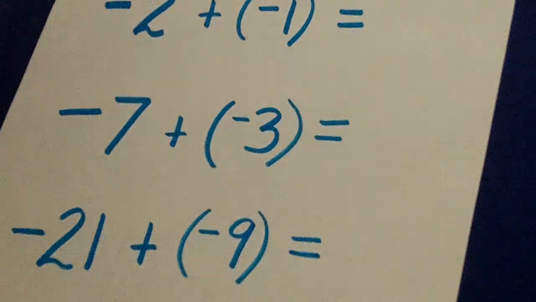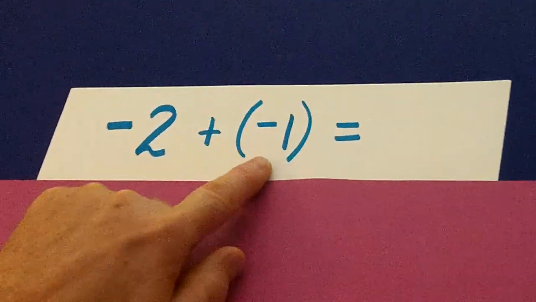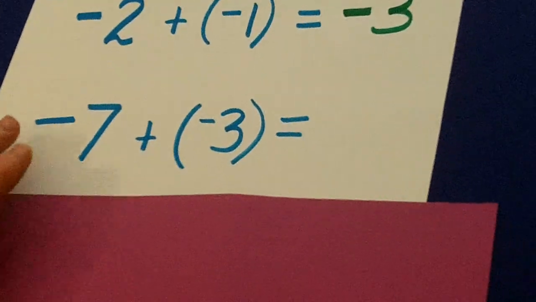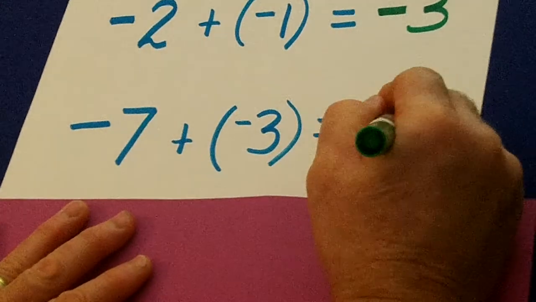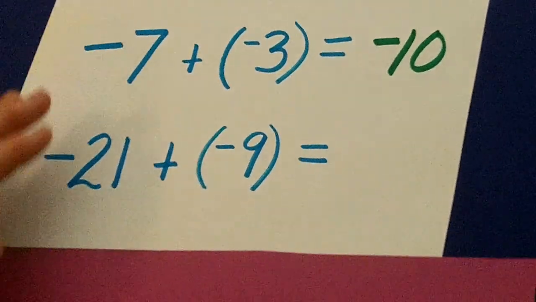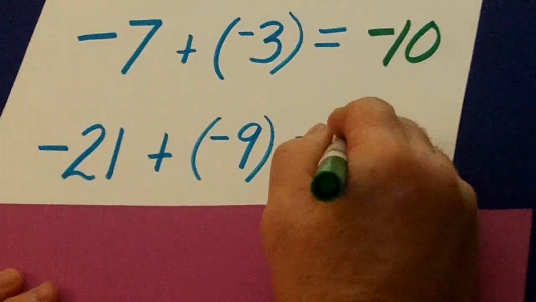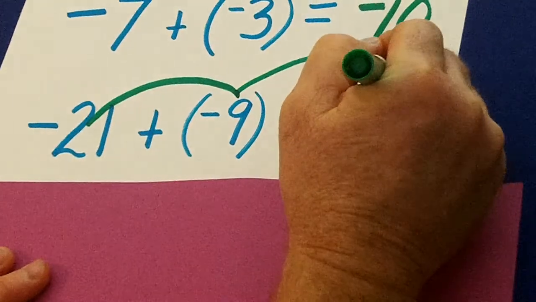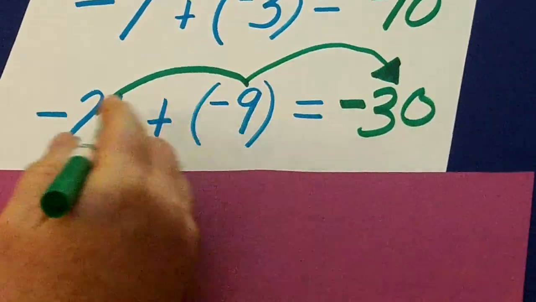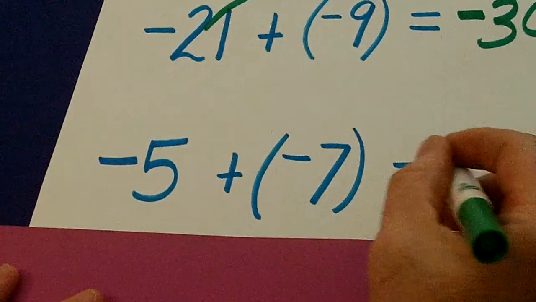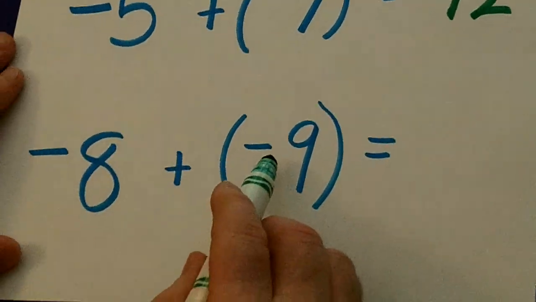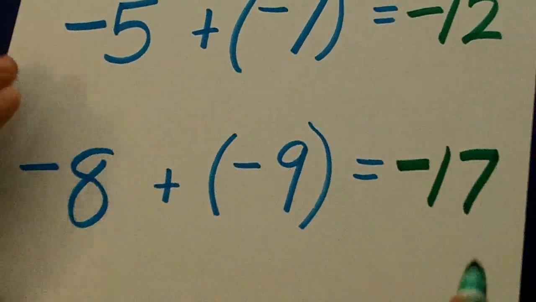Okay, let's just do these. 2 negatives is a big negative. Oh, we're adding 2 negatives. Big negative. Okay, negative 21, negative 9, negative 30. See, we add those 2. And since we're adding 2 negative numbers, it's going to be a big negative. Ooh, negative 5, negative 7, negative 12. Negative 8, negative 9, negative 17. Okay?